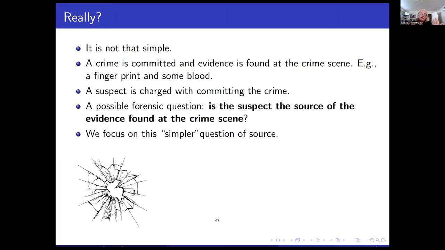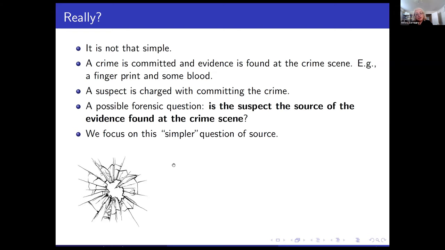Does the suspect's DNA match the genetic profile obtained from the blood at the crime scene? And so what we'll do for the rest of the talk is focus on this simpler, and I say simpler in quotes, question of source. I put the graphic in the wrong place, because this is supposed to be a broken window, and that's what I'm going to start talking about in the next slide.